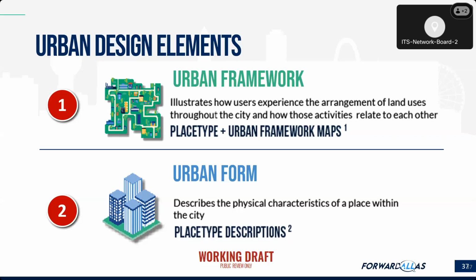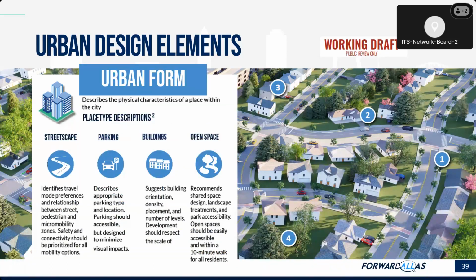The example that we're going to be looking at is on the screen, where we have the streetscape, parking, building, space. Again, this is an example of what we're looking to develop. The plan document is starting to identify specifically for each place type how streetscape, parking, building form, and open space should be addressed and developed over time.